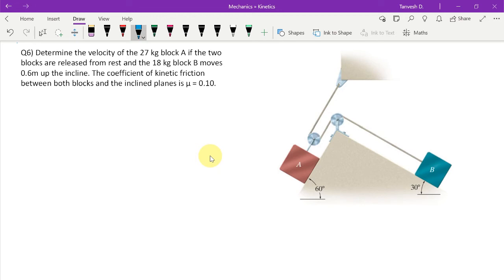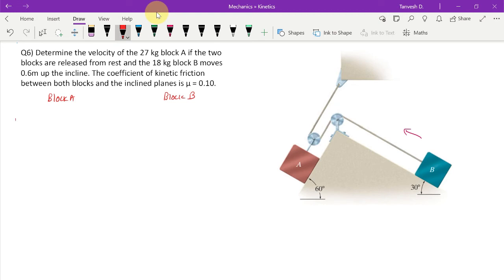Okay. So now here they have told that this block B is moving up the incline, right? And nothing is said about block A, but definitely the block is going to move downwards. But let us not assume that. Let us say that both the blocks move up. Okay. So first let us write the data of block A and block B.